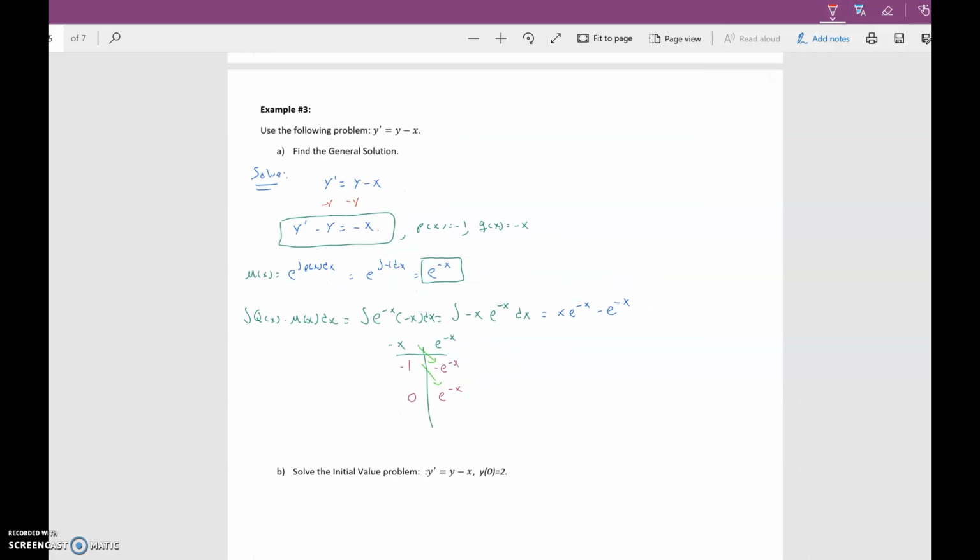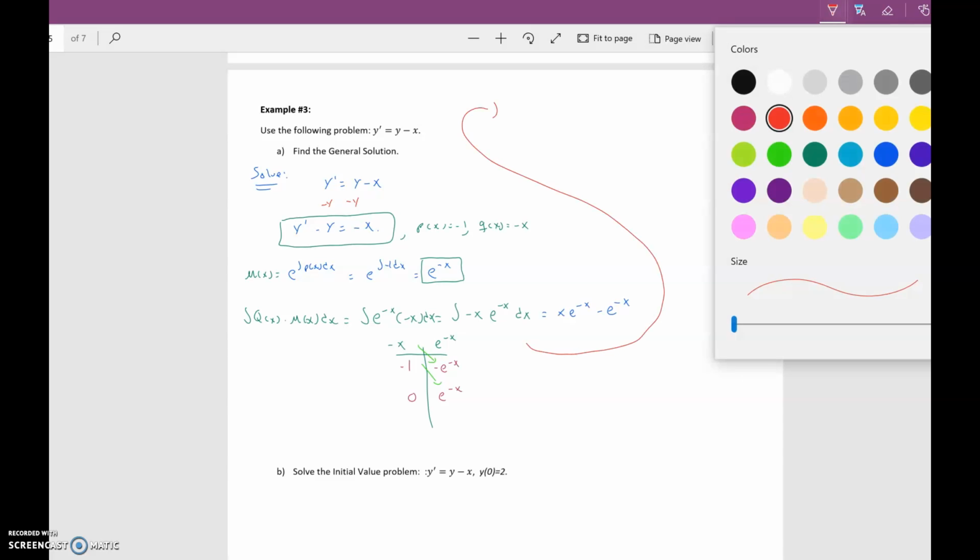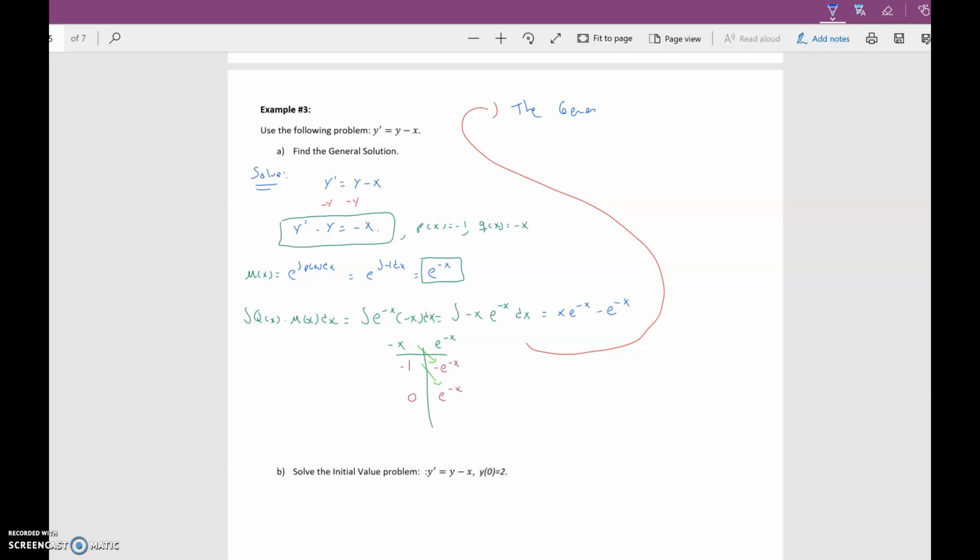So from here, let me rewrite the general solution. y is equal to e to the negative integral of p of x dx times the integral of mu of x times q of x dx, which happens to be e to the x times x e to the negative x minus e to the negative x plus c.